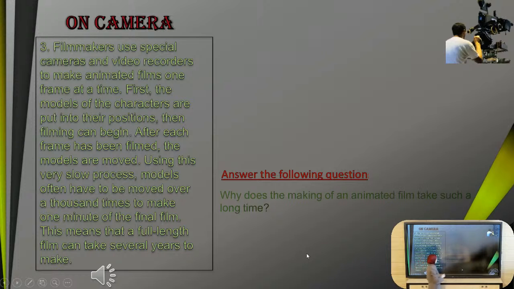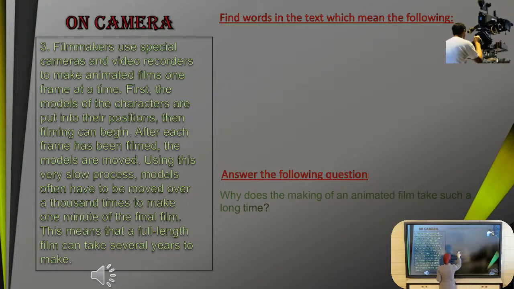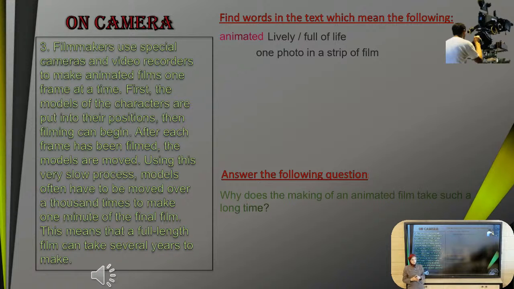Okay, let's find the words that mean the following. Lively or full of life. It's animated. Now we have another word. One photo in a strip of films. We say it's a frame. Now let's move to answer the question, why does the making of an animated film take such a long time?